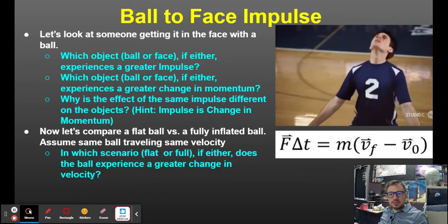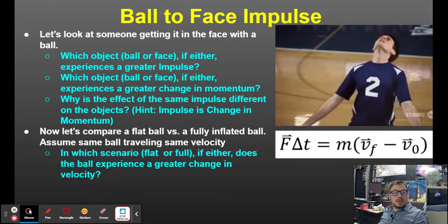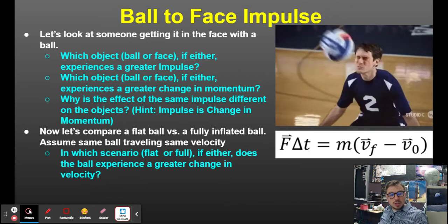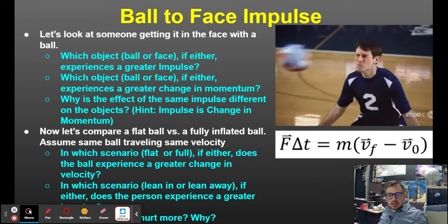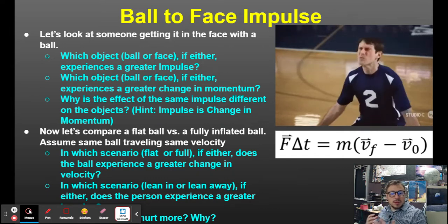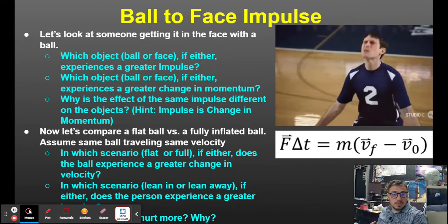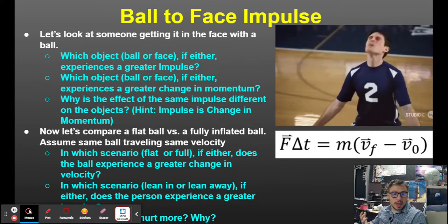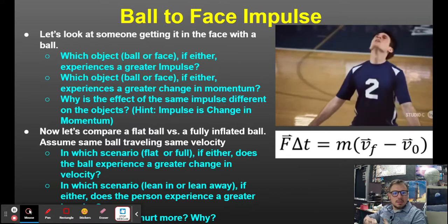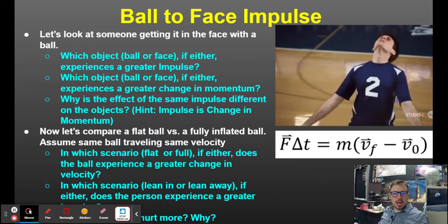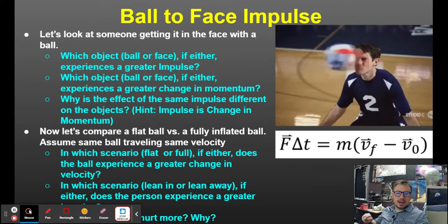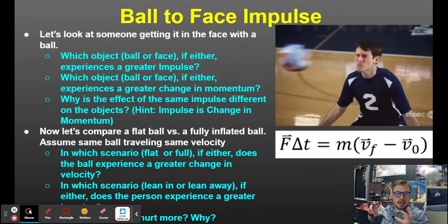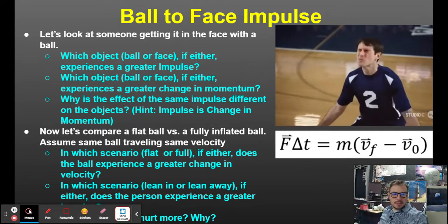However, if we compare a flat versus full ball, well, the fully inflated ball is going to have a larger change in velocity. So what that means is that the fully inflated ball is going to hurt more, because, well, it's applying a larger impulse. It's the same mass, but the change in velocity is going to be a lot larger because it rebounds. Basically, two impulses. Your head has to apply one impulse to slow it down, one impulse to speed it back up.